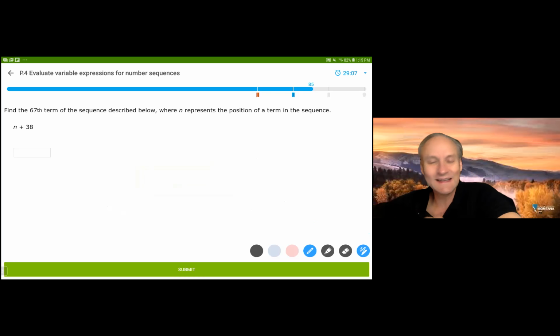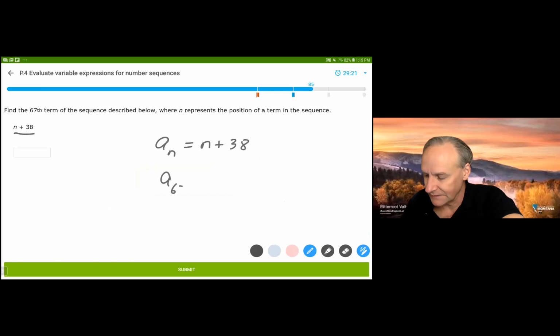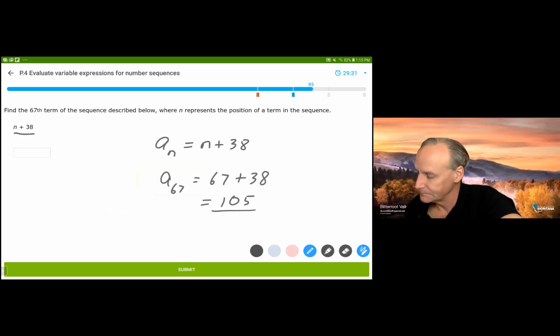Oh, 67th term. I don't think we want to write them out. So this is the formula. The A to the N term is given by N plus 38. So the 67th term is 67 plus 38, which is 105, isn't it? And we're done. If you want to put it up here and add it, that's 5, and carry the 1, that's 105.